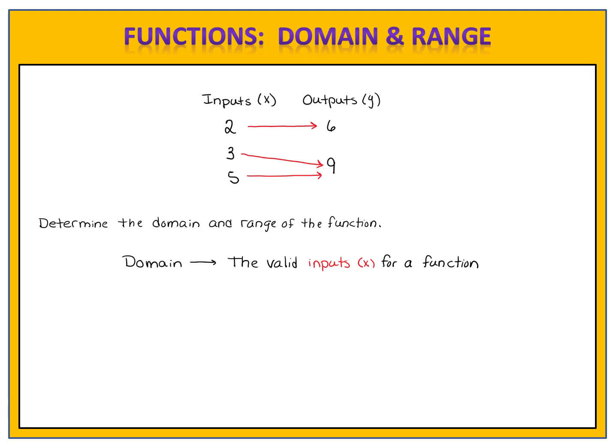But what exactly is domain and what is range? Well, domain is simply a list of the valid inputs or x values that the function has. If we look at our mapping diagram, we see that we have the inputs 2, 3, and 5. 2, 3, and 5 altogether make up the domain of this function. So we would say the domain is the numbers 2, 3, and 5.